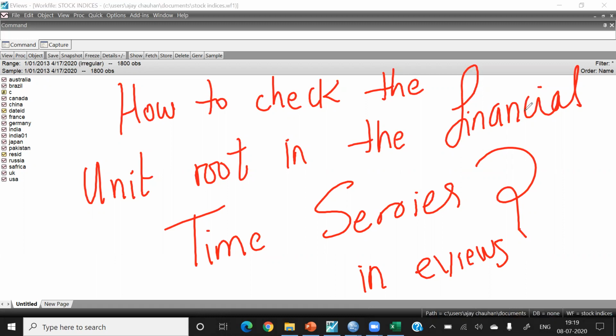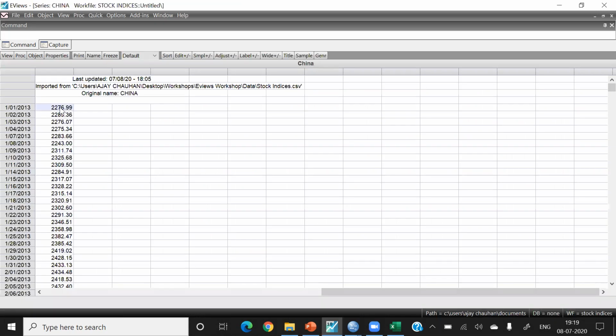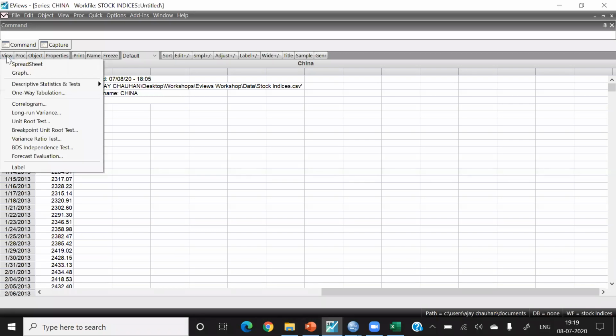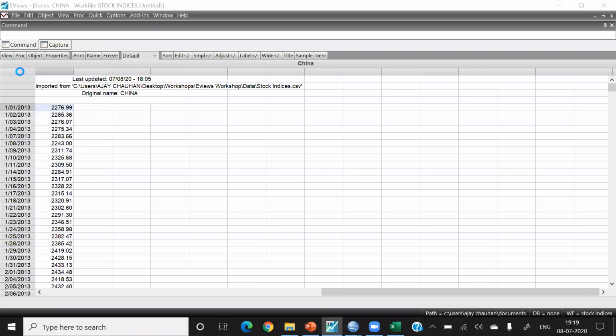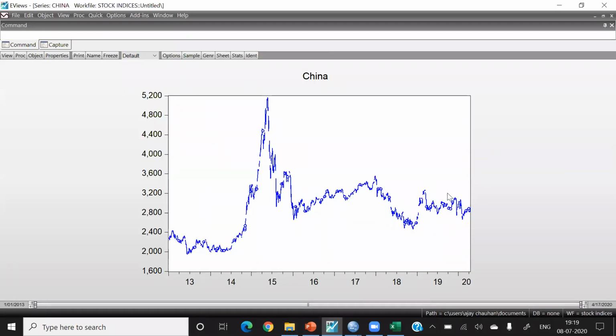So let's move. Suppose I want to check the unit root of any variable, like China. So we are having the Chinese index, and we want to know whether this series is a random walk or not. So first of all, I want to plot its graph, and if you see this graph, we are very clear that this series is a random walk, because the mean is not constant, the variance is not constant.